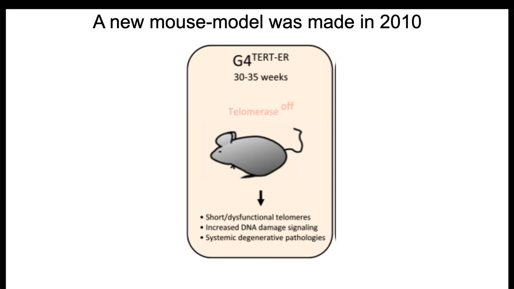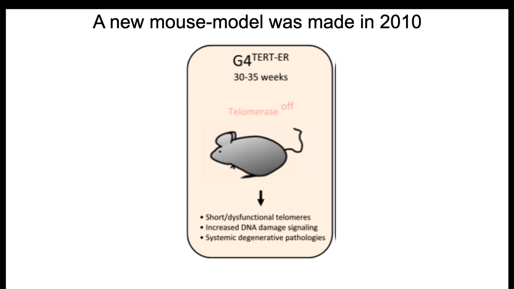The default state is off unless you feed the mouse with this drug. So this is fantastic, right? So they never give the mouse the drug. So they keep telomerase off and they breed the mice and then offspring.